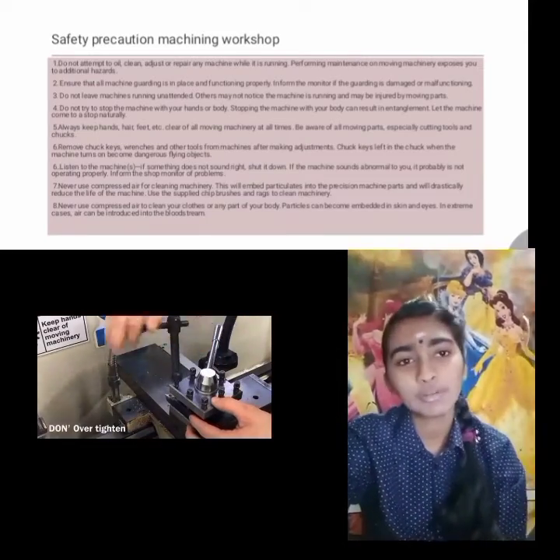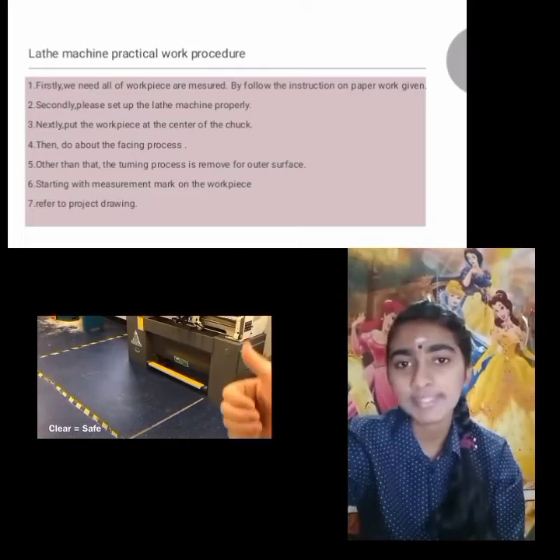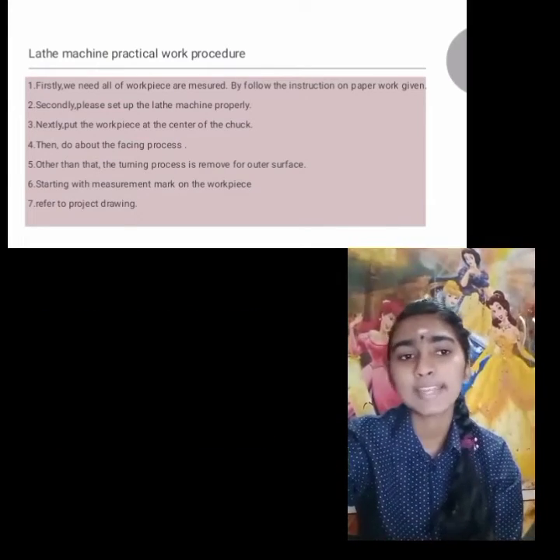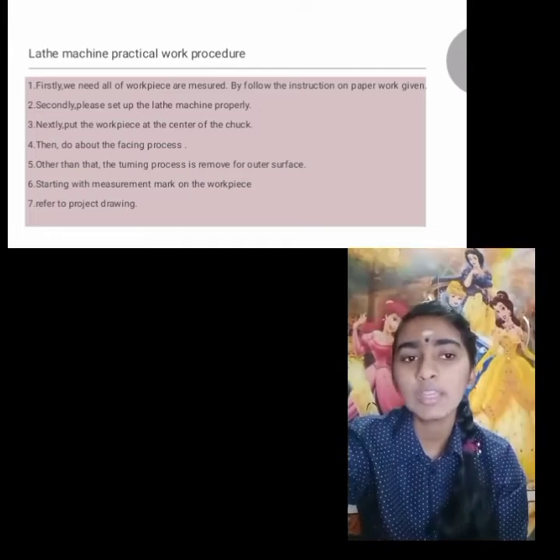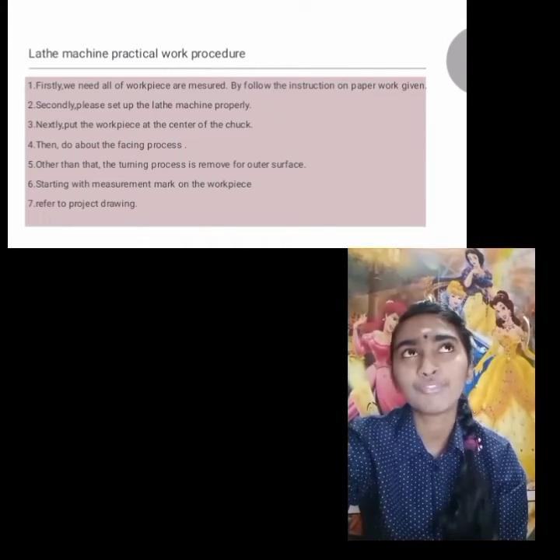Now, we want to see the lathe machine practical work procedure. Firstly, all workpieces need to be measured by following the instructions on the paper given below. Secondly, please set up the lathe machine properly. Next, put the workpiece at the center of the chuck. Then, do the facing process.